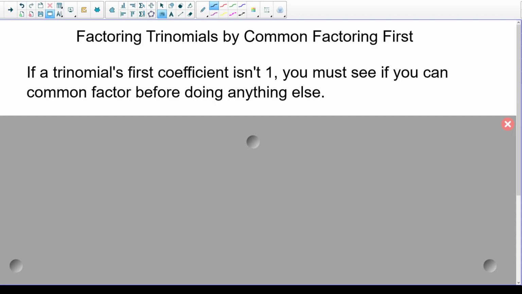Hello everyone. Today we're going to start looking at another type of factoring situation that can occur, and that is when you have trinomials, but trinomials that you have to common factor before you do anything else. So if a trinomial's first coefficient isn't 1, you must see if you can common factor before doing anything else. We call these types of trinomials type 2 trinomials, and there are a couple of different types. We're only going to be seeing the first type.